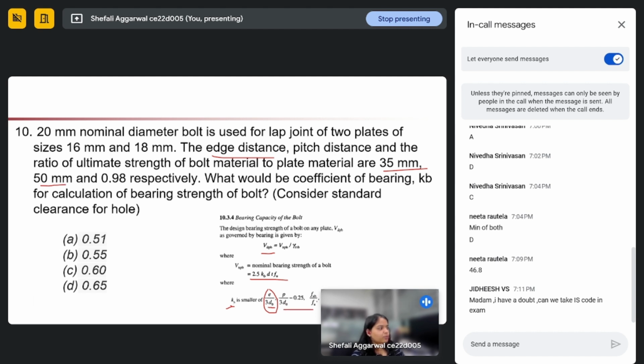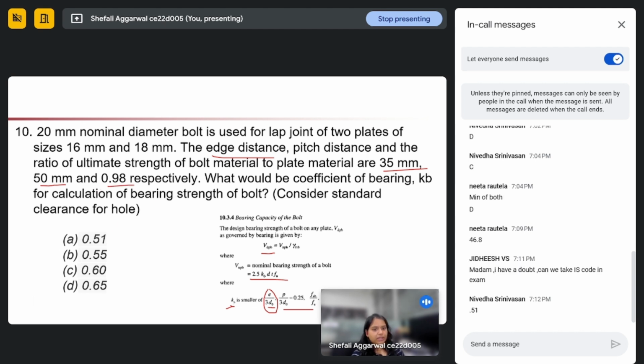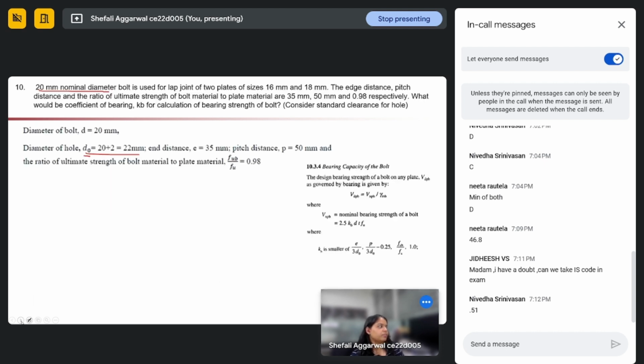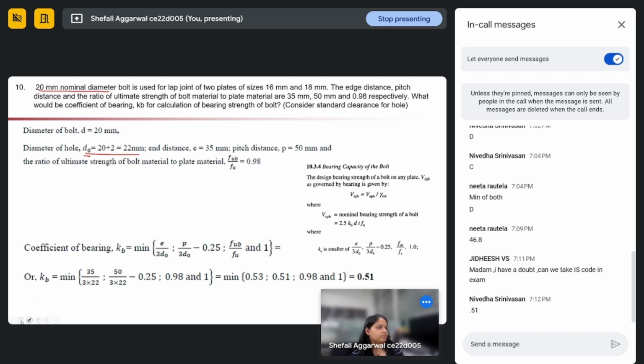Last is FUB upon FU. This is already given as 0.98. So we'll take the minimum of these terms. Correct. So when we calculate all these four terms, the minimum value which we are getting is 0.51, as we have already calculated.